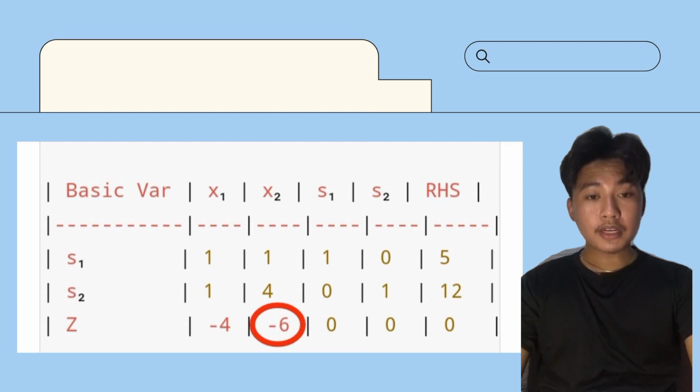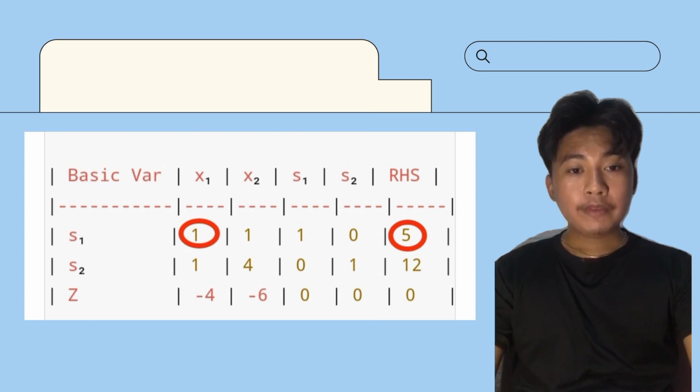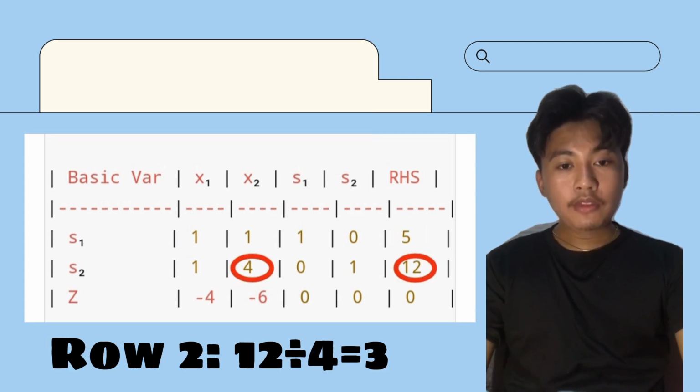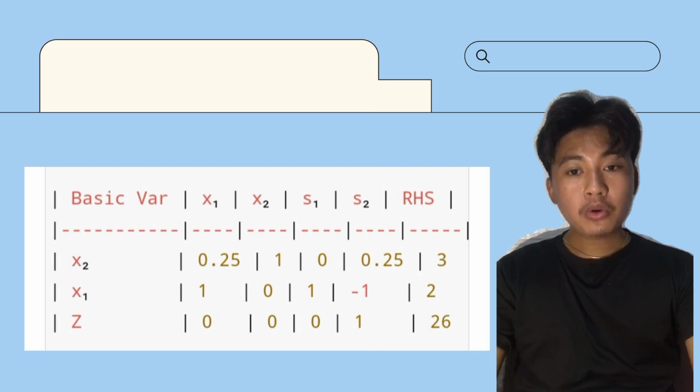Here's the pivoting process. The pivot column is x sub 2 since negative 6 is the most negative in the bottom row. Calculate ratios. In row 1 we have 5 divided by 1 equals 5, and in row 2 we have 12 divided by 4 equals 3. So row 2 is the pivot row.